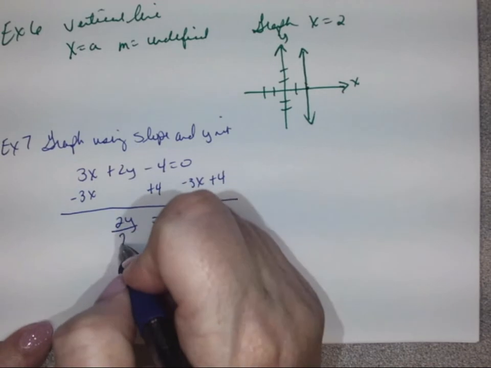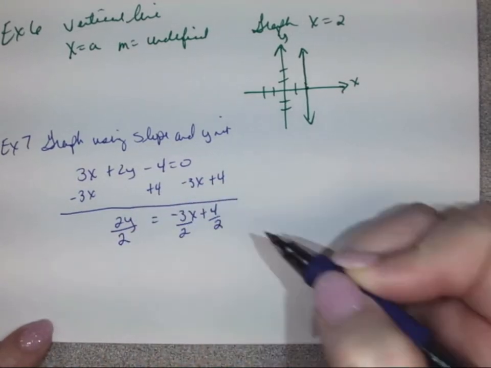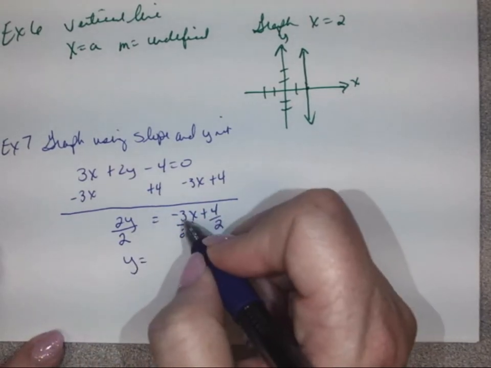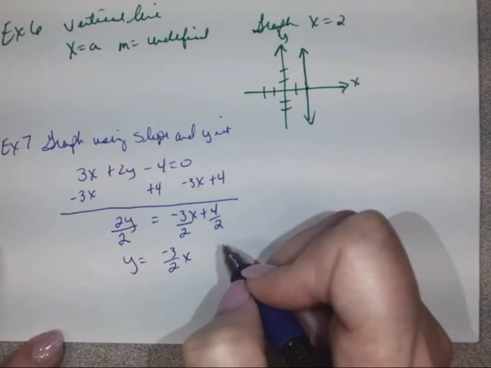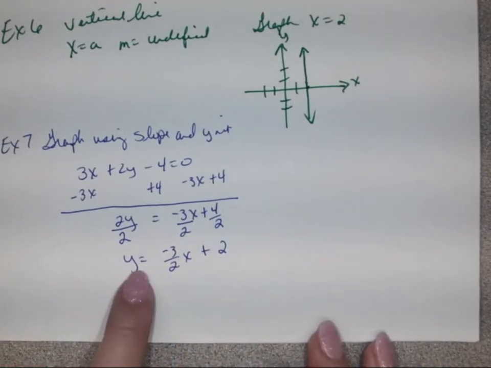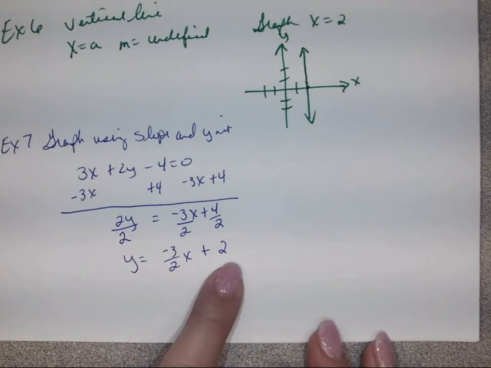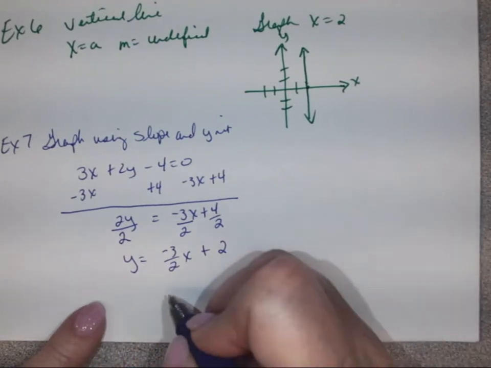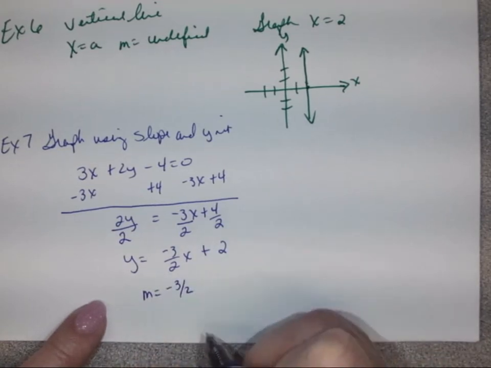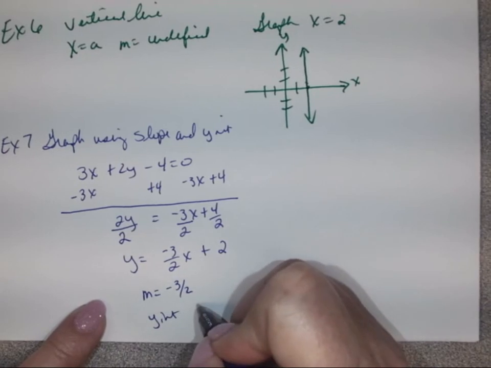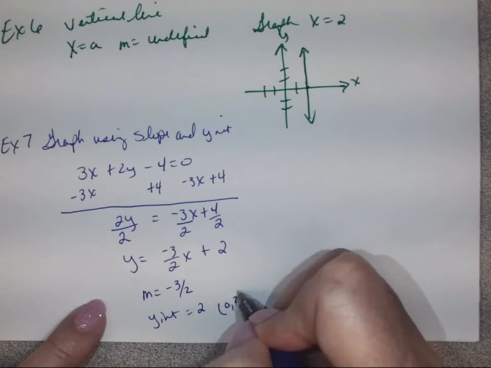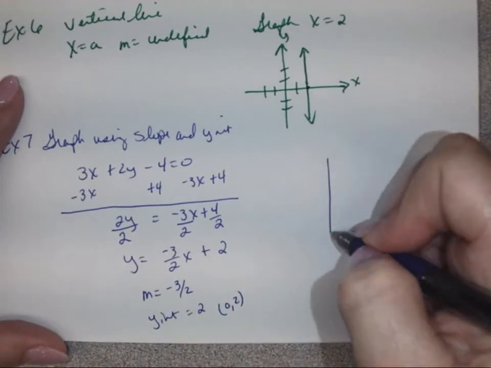Now I'm going to divide both sides by 2. Make sure you do this individually and not as one part because you need it as y equals mx plus b. So negative 3 over 2 times x, and 4 over 2 will reduce down to 2. So this is my y equals mx plus b. So this tells me that my y-intercept, well, let's go with the slope first. My slope is negative 3 over 2, and my y-intercept is equal to 2, which we know is the point of 0, 2. So now I can draw a graph.